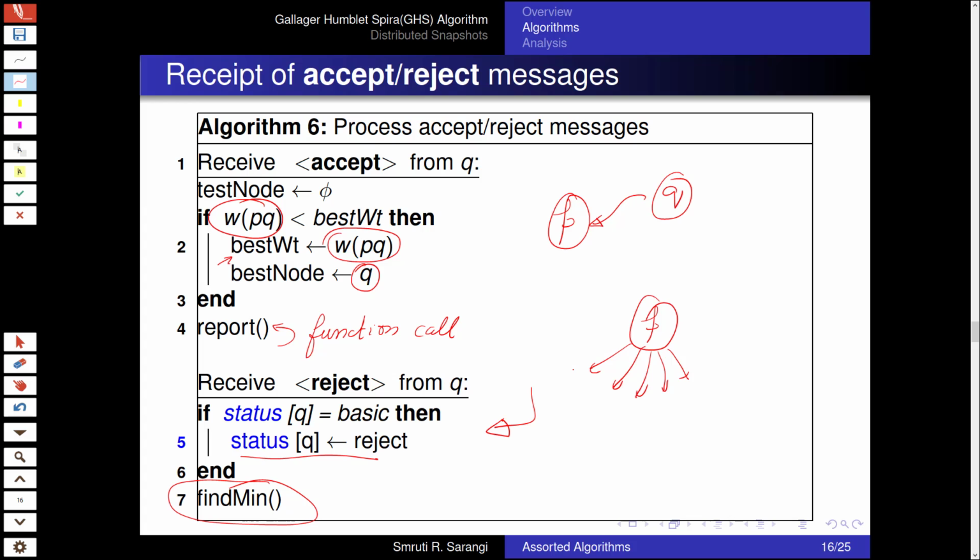Either they can just hang on to my message and not reply to me, right? So that is one option that they have. The other is that they can either accept or reject. If they accept it, I record this fact. If they reject it, I move on to some other neighbor of mine. If, let's say, this rejects, I move on to another neighbor of mine.